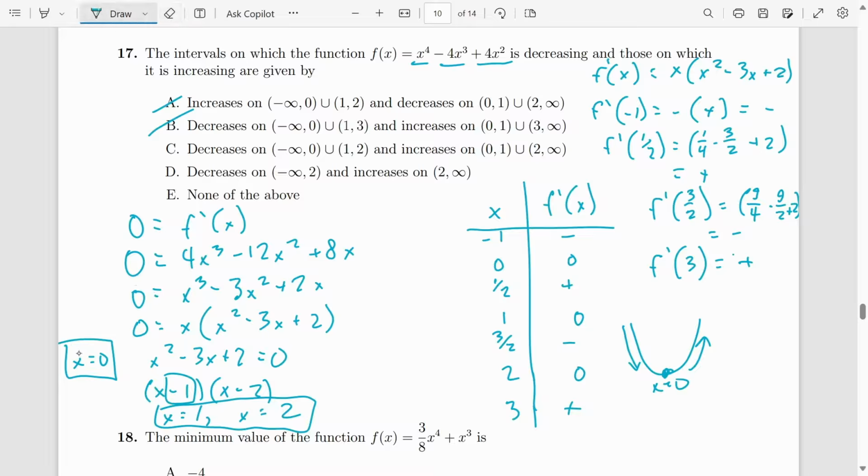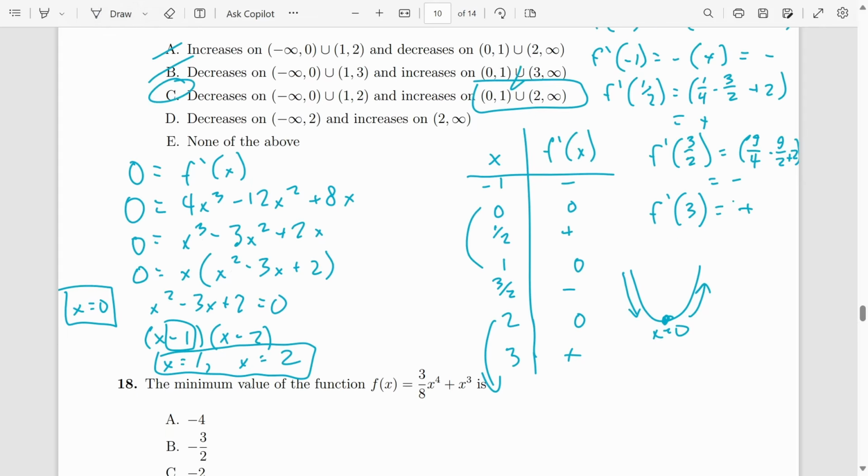Now, going for the other ones, we can say the same thing about critical point, whoops, I circled the wrong thing. We can say the same thing about critical point 2 because it is decreasing on the left and increasing on the right. So it's also decreasing on the interval from 1 to 2. So that is what C says right here. It's decreasing on negative infinity to 0 and 1 to 2. Now for the increasing intervals, it's increasing from 0 to 1 and 2 to infinity, which is also exactly what C says. I'm going to bet that C is right, that the others are wrong. That is awesome.